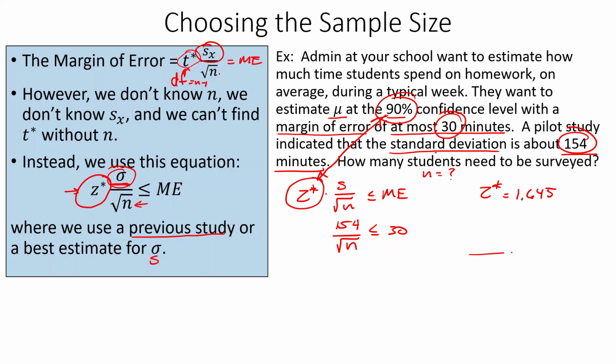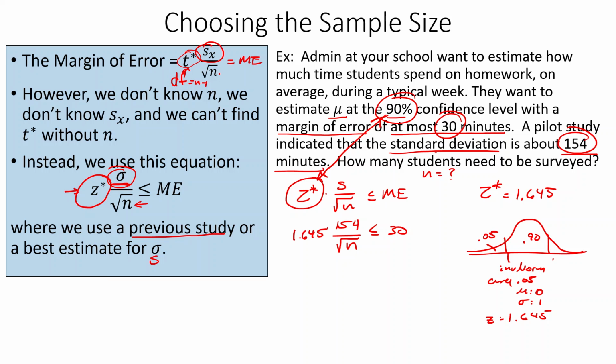If you don't remember, you can draw out your curve. You can put the 90% in the middle, which leaves us with 5% on each side. And then we do inverse norm with the 0.05, and you can use just 0 and 1 for mean and standard deviation. That gives us the 1.645 for our z. Technically, it'd be negative here and positive there. Doesn't make a difference. 1.645.